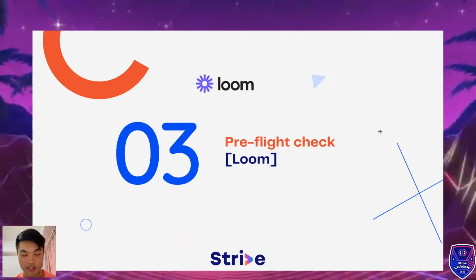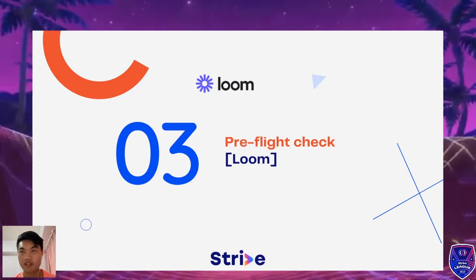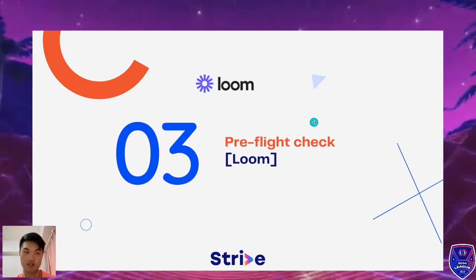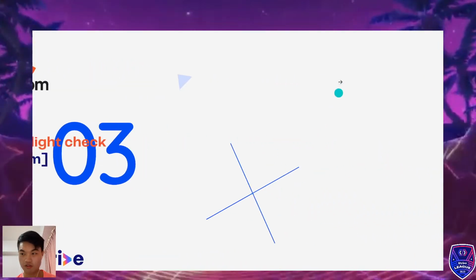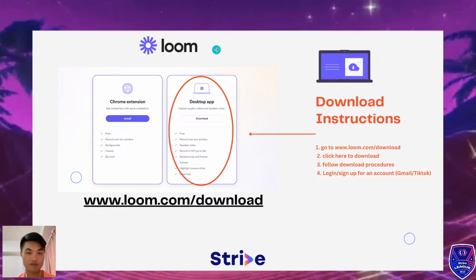Okay, so while that's downloading, let's download our next application. So we're downloading Loom to record your screen and webcam at the same time for your explainer video. Just like how this live stream is set up. Once you download, you'll be able to record both screen and your camera.